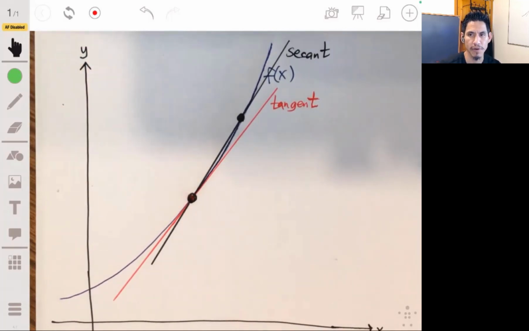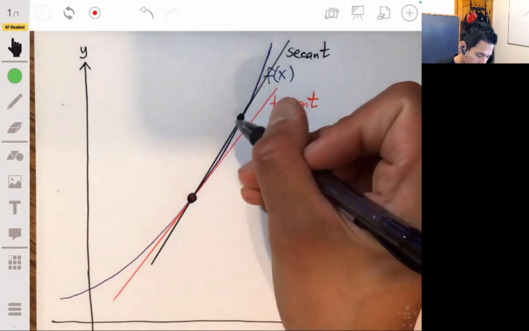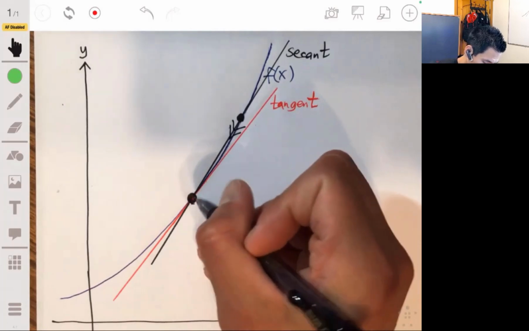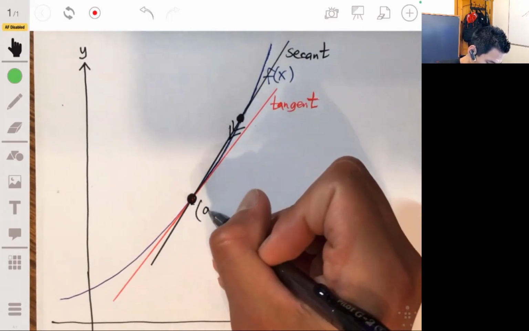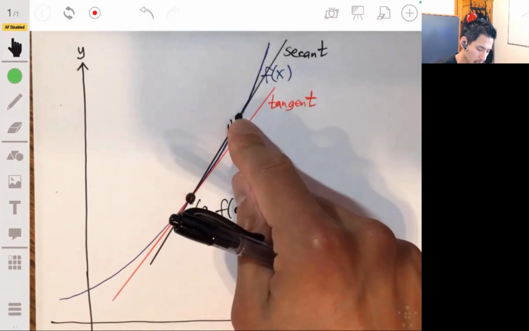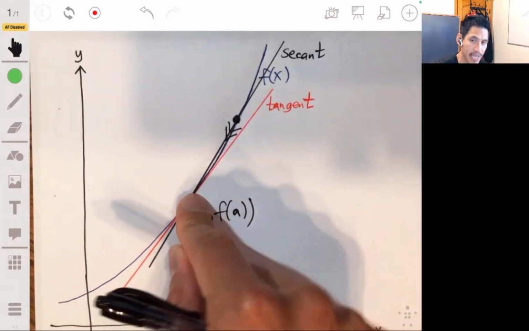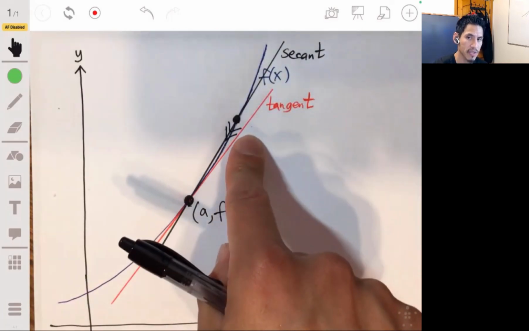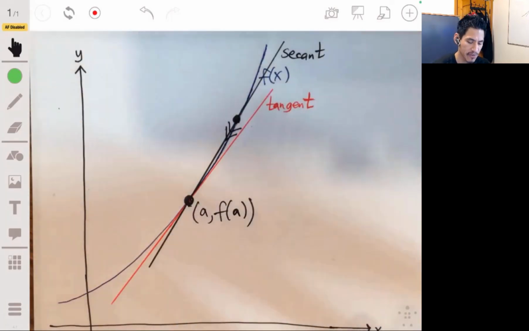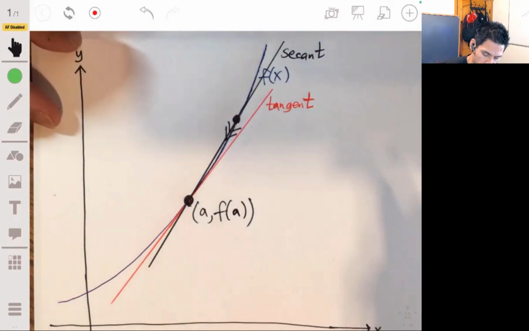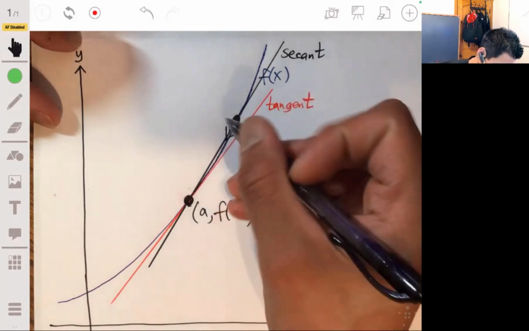Now, obviously, it's not going to be perfect, but if we want to make it more accurate, we would want to bring this point closer to this point. And let's give this point coordinates a, f of a. We want to bring this point over here as close as we can to this point, because that's going to make the slope of this line be very, very close to the slope of this line. This is the idea of the limit. It gets infinitely close. And we're going to be a little clever here so we can understand this notation.